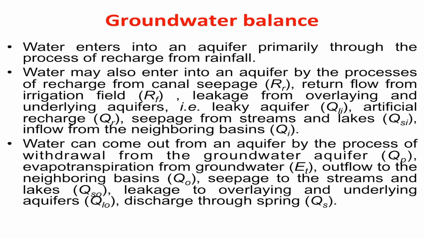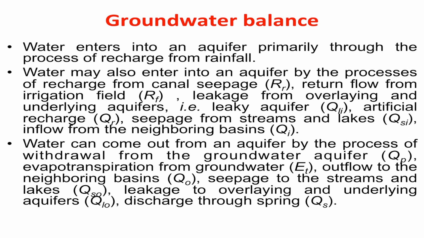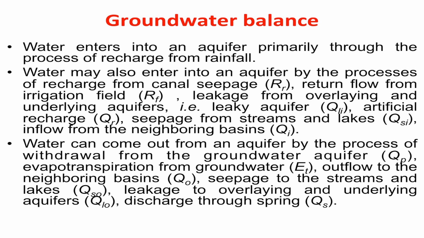In the groundwater balance, to maintain sustainability, we need to maintain the balance between groundwater recharge and discharge. Consider the aquifer as a basin. Water enters the aquifer through the process of recharge, and water leaves the aquifer through the process of discharge. The general recharge components, apart from rainfall, are return flow from the irrigation field and seepage from nearby basins, rivers and streams. The discharge components are evapotranspiration, outflow from the basin, and withdrawal.